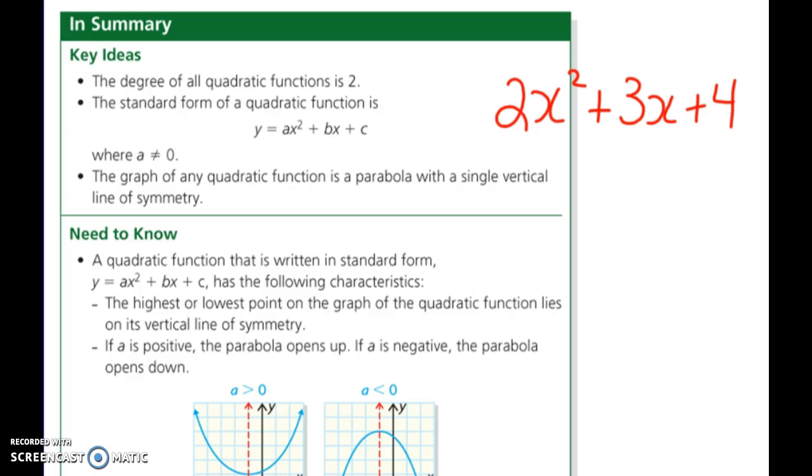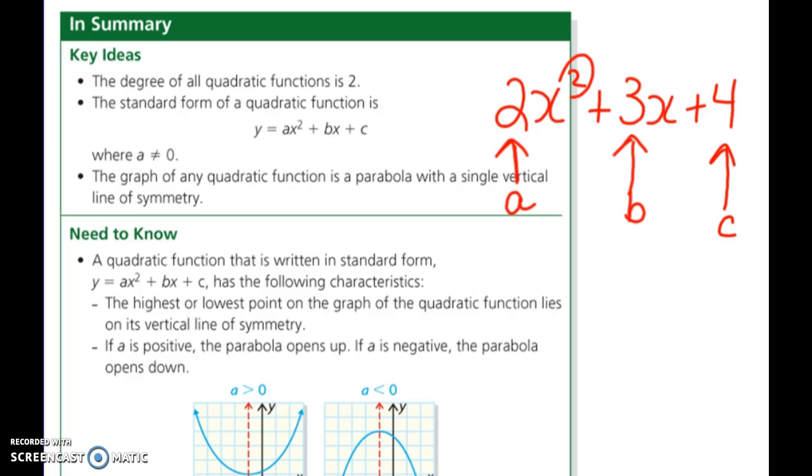What one type of quadratic equation is. The highest power is a squared, and the value in front of the squared, they always refer to this one as the A, this number is the B, and this number is the C. So each of these A, B, and C, they tell us something about the parabola. So that's the shape that's formed when you make a quadratic equation.